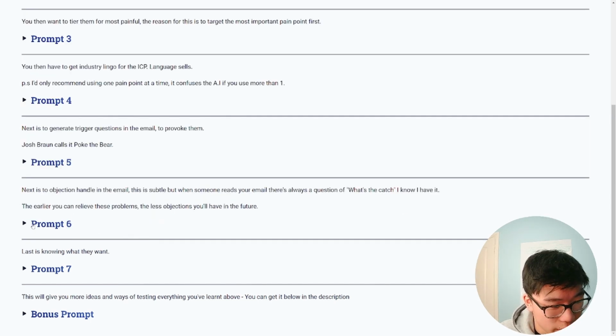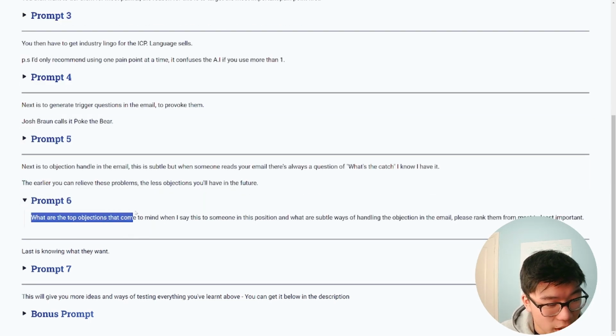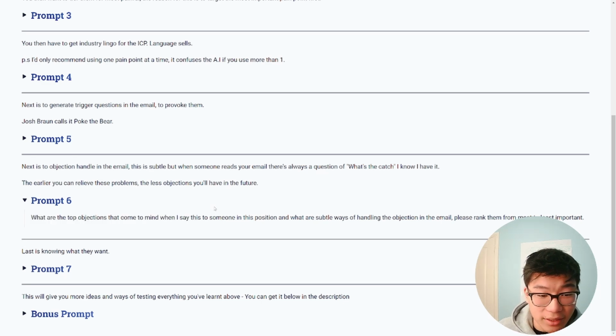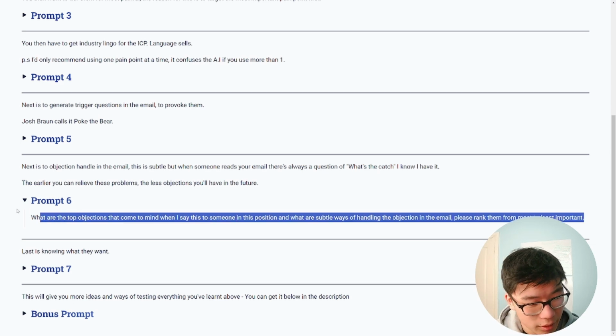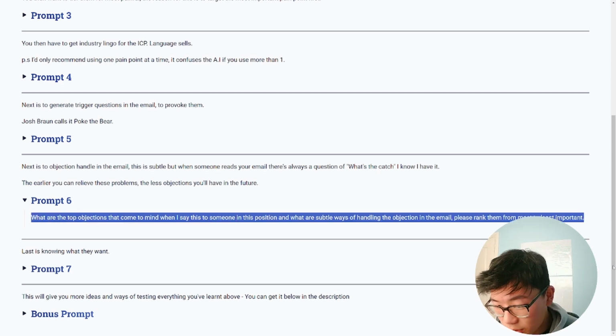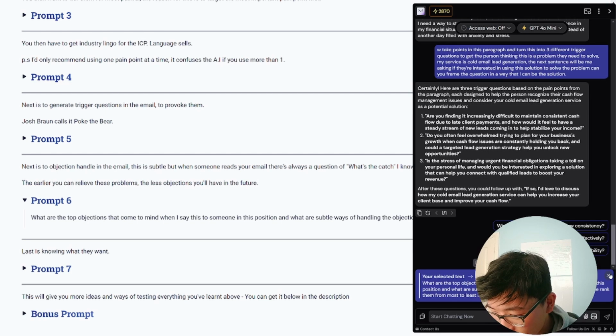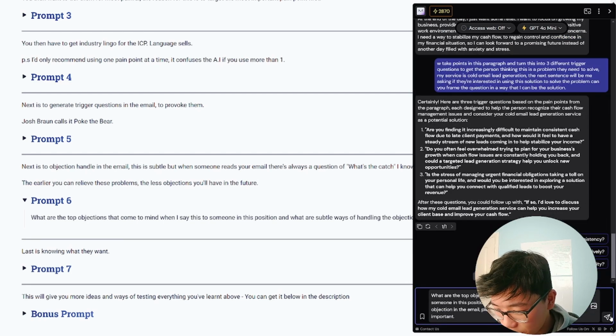So, oh shoot, sorry. Open this up. What are the top objections that come to mind when I say this to someone in this position? And what are subtle ways of handling the objections in email? Please rank them from most important to least important. And he will open up Monsieur Malin again. I think if I can, I just send this in? No, you can't. Well, that works too.